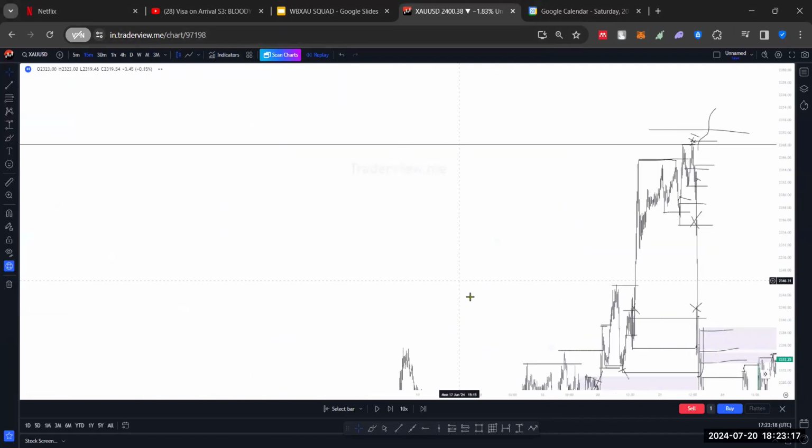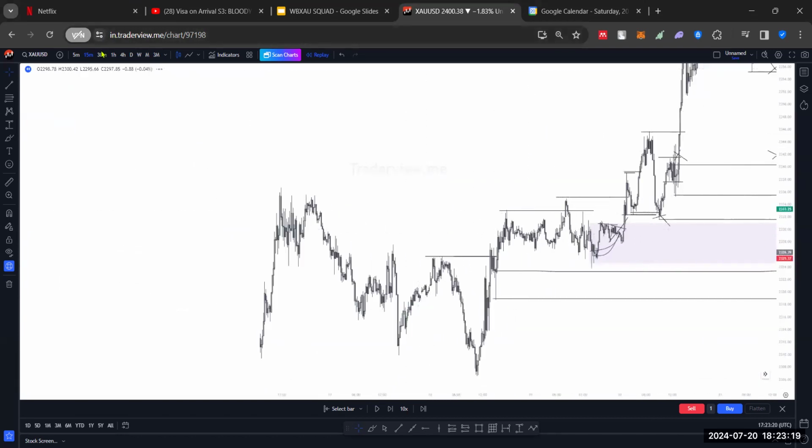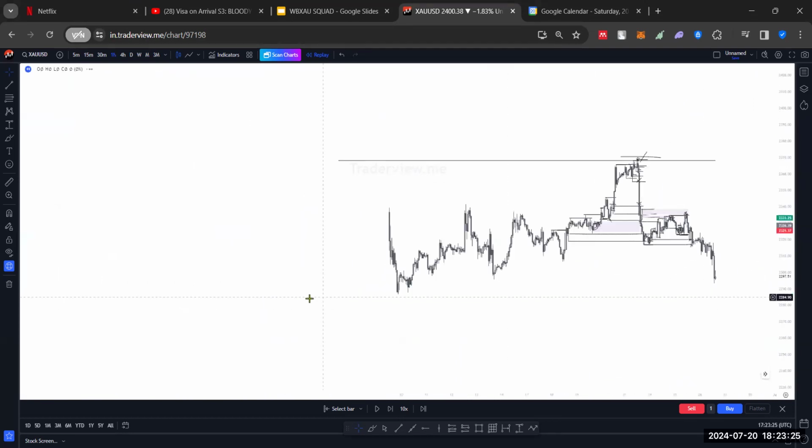So let's just see another trade. Let's see if we can demonstrate another trade, the entry and then the exit. So let's see.